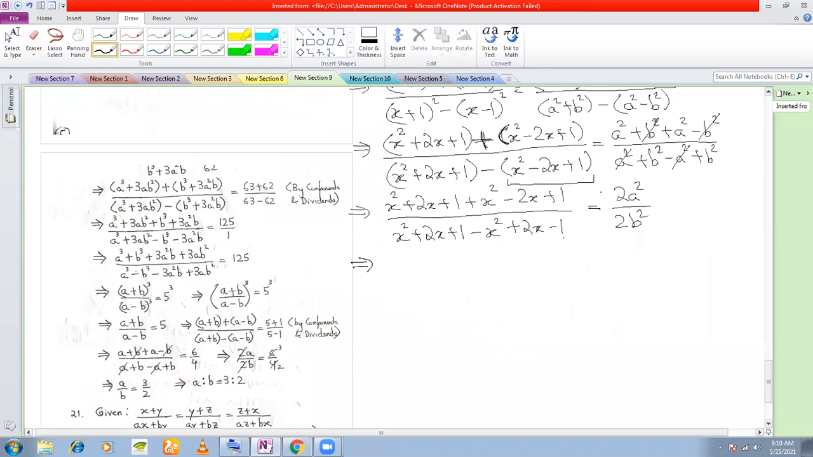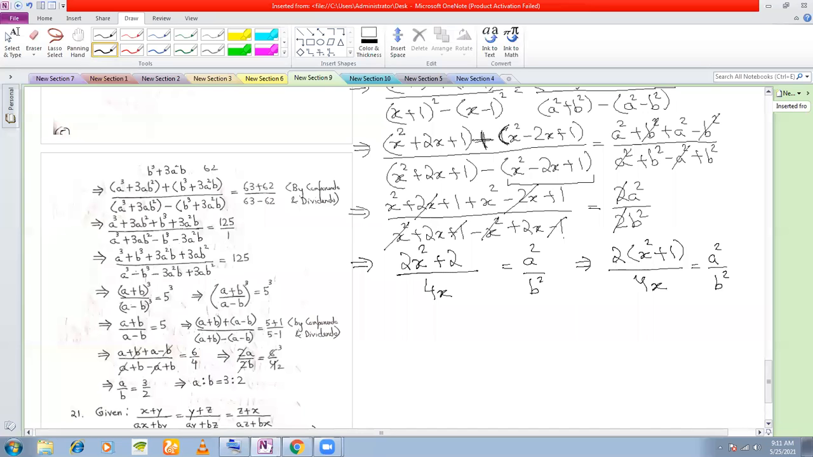Okay, so now here we cancel whatever is there. First of all, we cancel the 2 here, and then plus 2x and minus 2x will cancel. You are only left with 2x square plus 2. And in the denominator, you have plus x square minus x square cancelling, plus 1 minus 1 cancelling. You're only left with 4x is equal to a square by b square. So now here also we cancel out the common factor by taking 2 common from the numerator. So here again, this cancels.